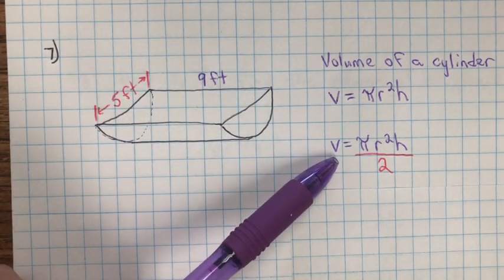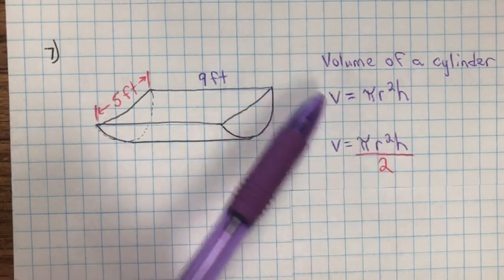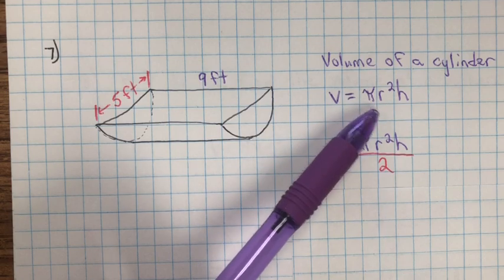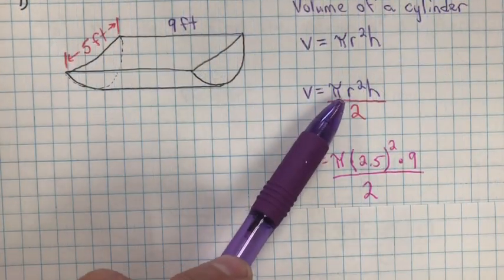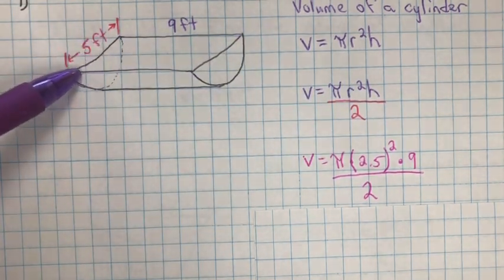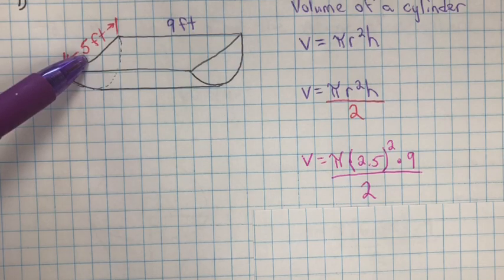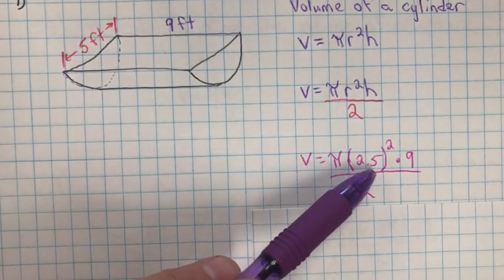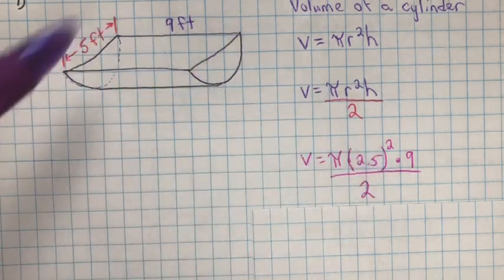So the volume of a cylinder is pi multiplied by radius squared multiplied by height. So the radius of this figure is going to be 2.5, because the diameter is 5. Half of 5 is 2.5. The height is 9 feet.